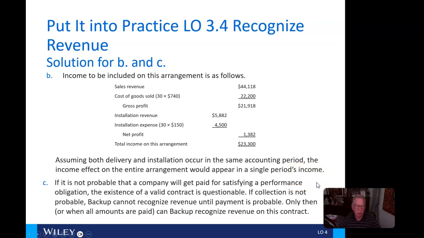If it's not probable that the company will get paid for satisfying a performance obligation, then the existence of a valid contract is questionable. If collection is only possible, Backup cannot recognize revenue until that payment is probable. Only then, or when all amounts are paid, can Backup recognize the revenue on this contract.